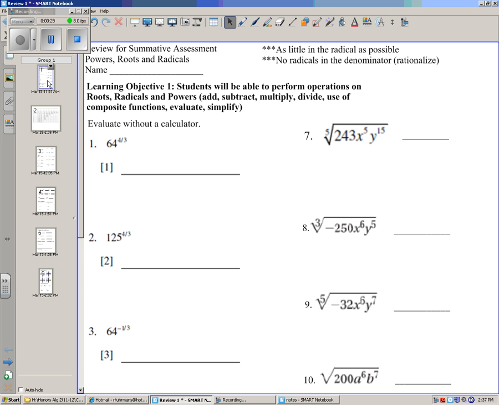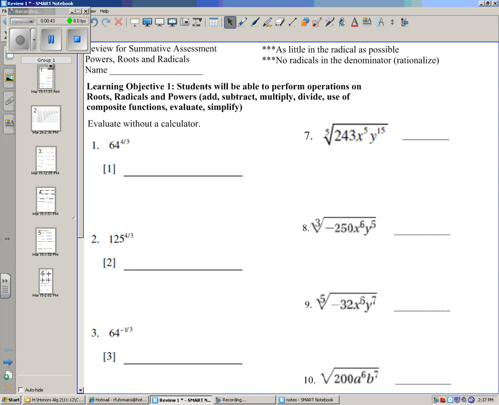All right, so starting with number one, on 1 through 4, the idea is to do these without the calculator, and I can't recognize what 64 to the 4/3 power is in my head, so what I'm going to do is rewrite it as a radical. If you remember, the denominator is the root number and the numerator is the exponent number. So I will start with the cubed root of 64, and then take that number to the 4th power. The cubed root of 64 is 4, and then 4 to the 4th power is 256.